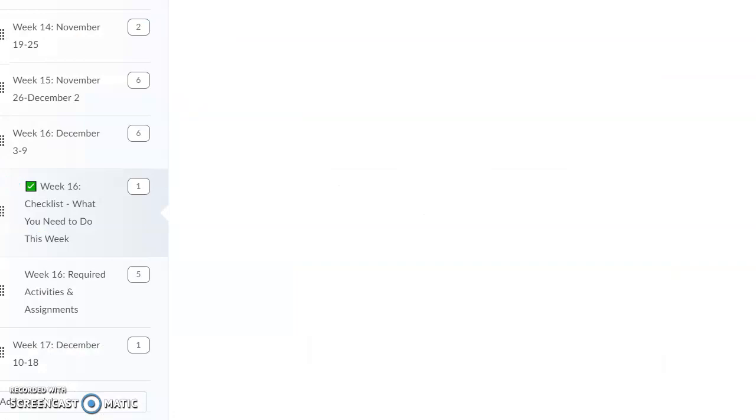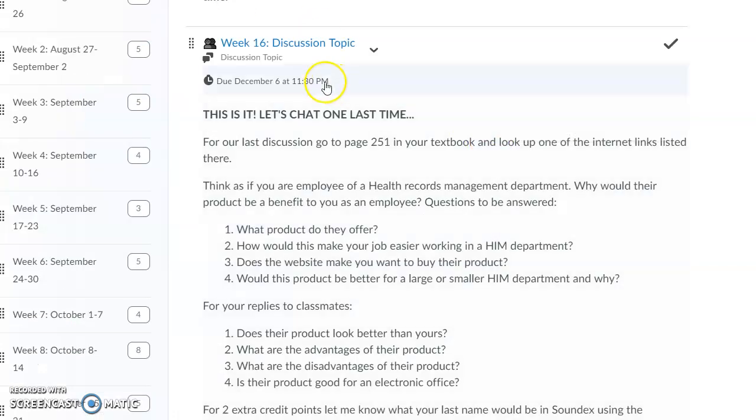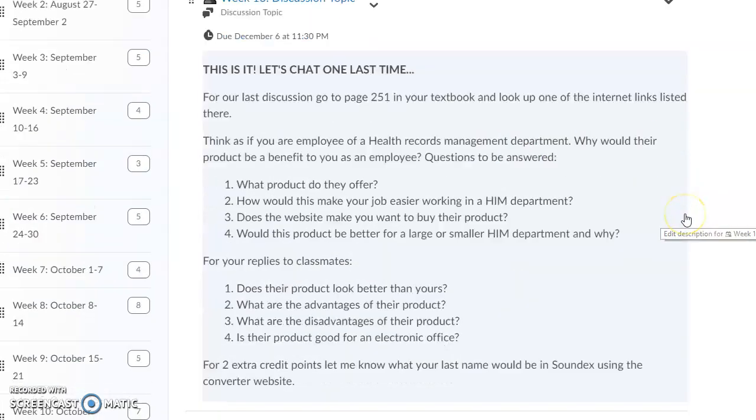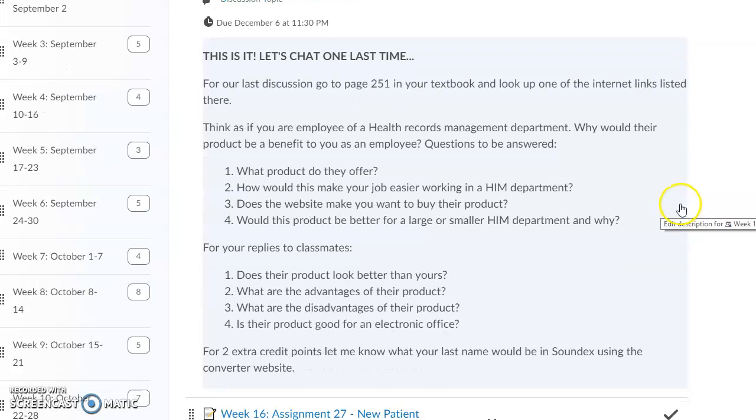Okay, so with this, let's just kind of go to the week 16 topic. So you're going to go to your textbook and you're going to look up one of the internet links listed. And then when you do that, you're going to answer a variety of questions. And then for your replies to your classmates, again, make sure you answer one of the 4 questions when you reply.